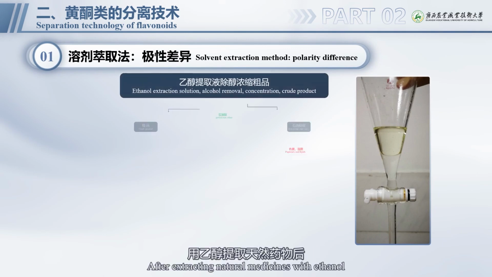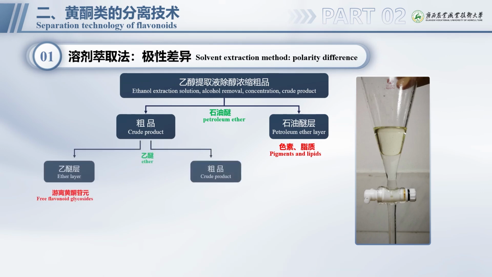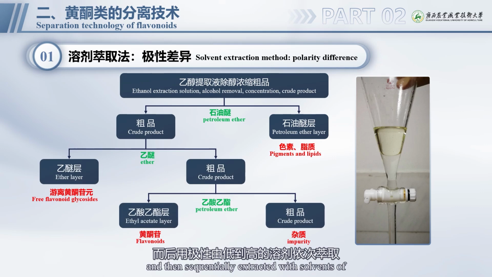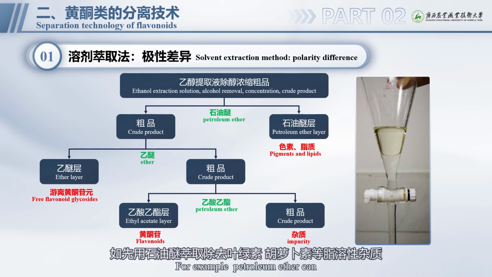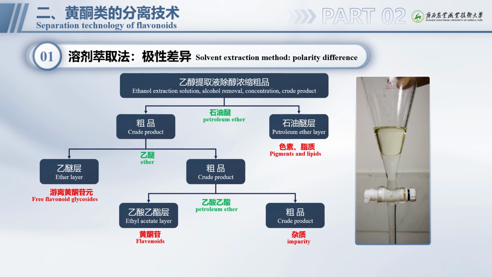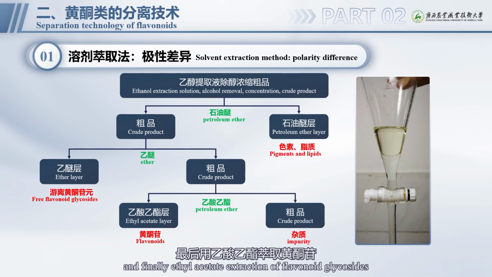After extracting natural medicines with ethanol, the extract is concentrated to recover the ethanol, and then sequentially extracted with solvents of increasing polarity to achieve preliminary separation. For example, petroleum ether can be used first to remove lipophilic impurities such as chlorophyll and keratin, followed by ether extraction of free flavonoids, and finally ethyl acetate extraction of flavonoid glycosides.